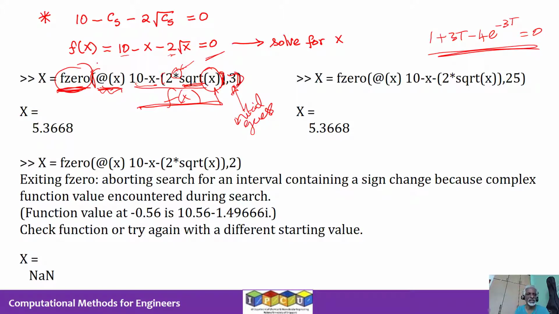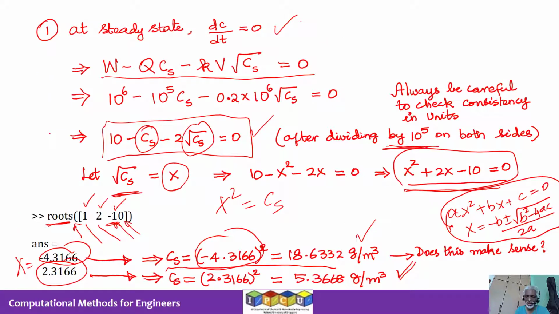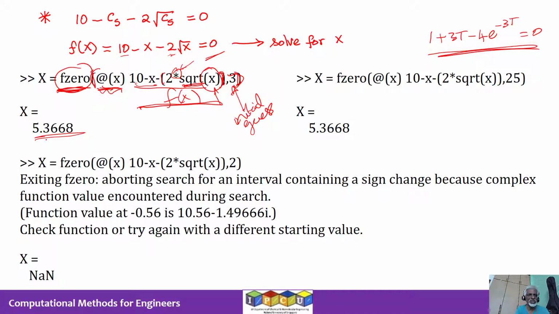I just press enter, and then you get x is equal to 5.3668. Exactly one of the roots that we got by doing the problem in a different way, where we got cs is equal to 5.3668. Now here, the fzero function gives it directly. So this is one of the roots it finds, starting from our initial guess.